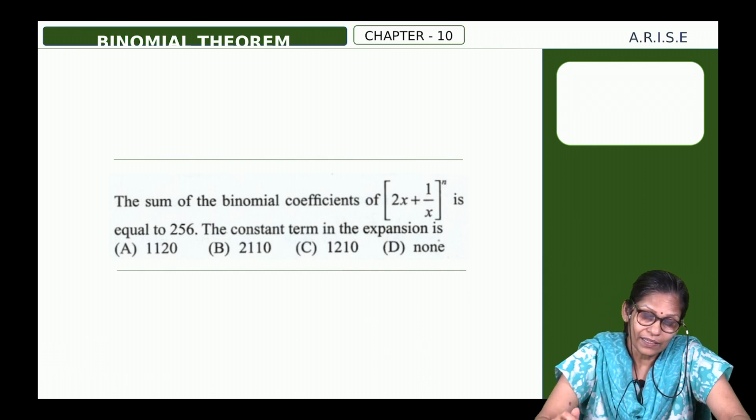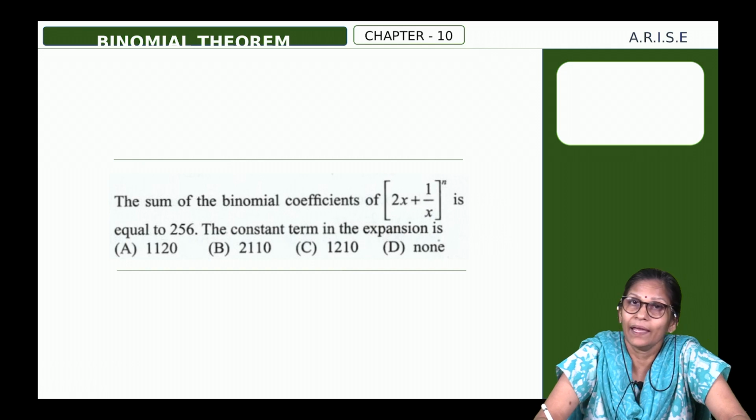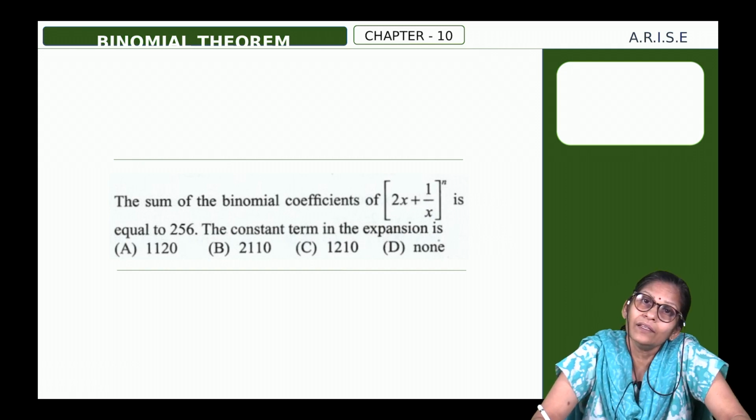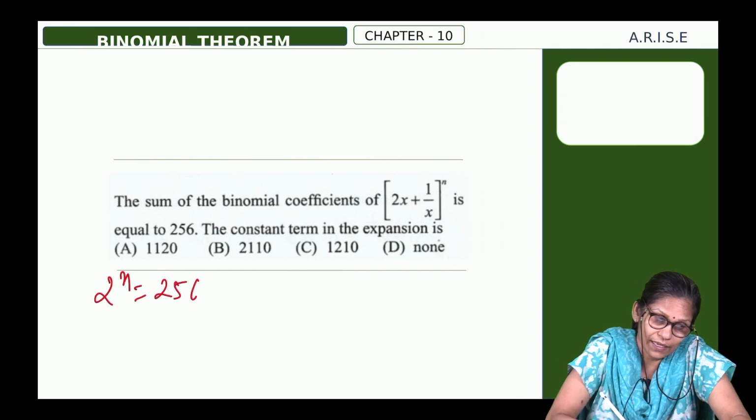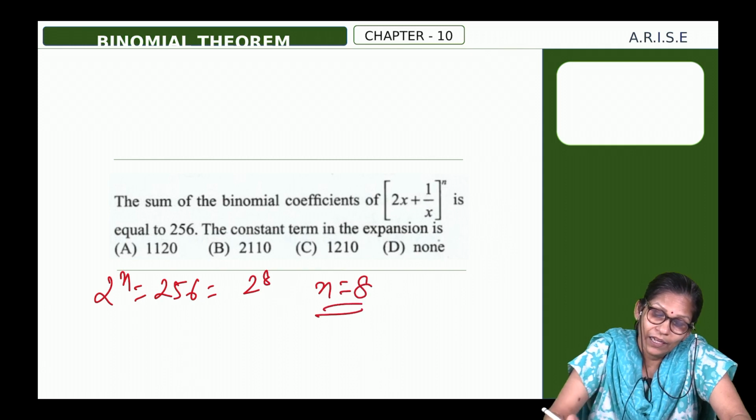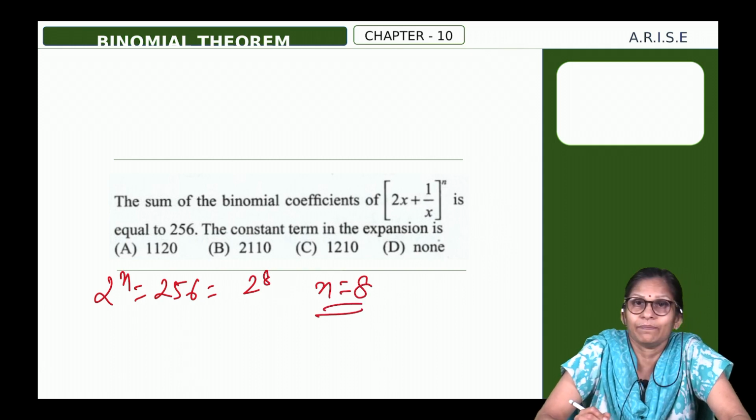Now, the sum of the binomial coefficients of (2x plus 1 by x) the whole raised to n is 256. So, what is given? nC0 plus nC1 plus etc. plus nCn is 256. What is that? 2 raised to n is 256, which is 2 raised to 8, making n as 8. The constant term in the expansion.